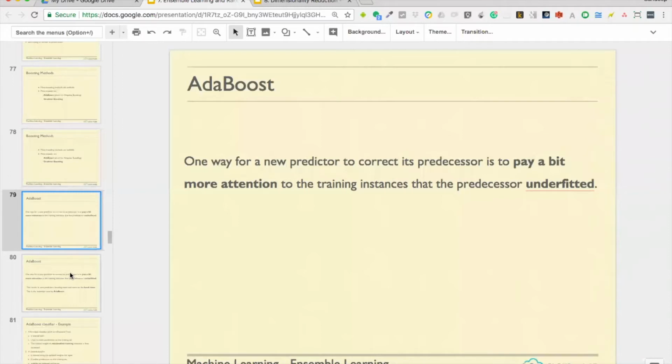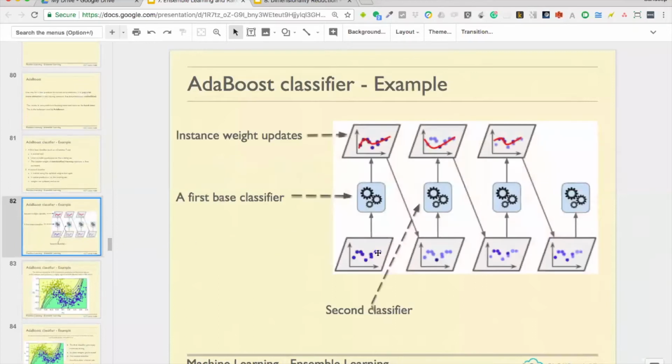Basically, in AdaBoost, the second predictor would pay more attention to the instances which are misclassified or got wrong predictions in the first case. This diagram actually makes it very clear. Let's say this is your data and this is your first classifier, which we call the base classifier. Now, this one is giving certain results. At this point of time, we do the instance weight updates, meaning we figure out which are the instances that are wrongly classified.